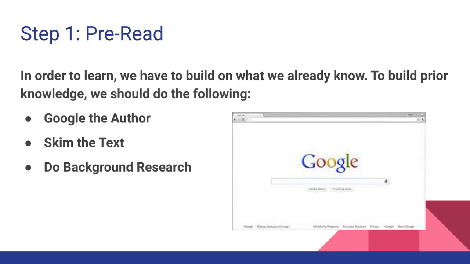Step 1, pre-reading. So, in order to learn, we have to build on what we already know. To build prior knowledge, we should do the following before we read. We want to prep our brains for what's about to come. Okay? To do that, you want to Google the author. Don't walk into an assignment blind. Okay? Skim the text. Get yourself a little preview. Prime your brain for what's about to happen and do some background research so you have something to build your new learning upon before you begin to read.